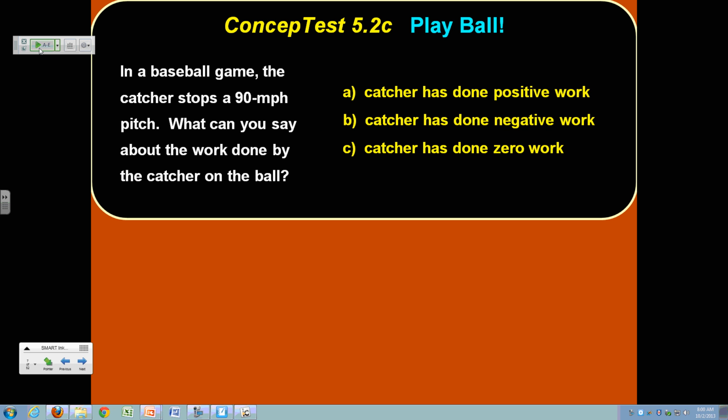All right, in a baseball game, the catcher stops a 90-mile-an-hour pitch. What can you say about the work done by the catcher on the ball? Positive, negative, or zero work? So the catcher exerts a force on the ball. Does that force do positive, negative, or zero work?